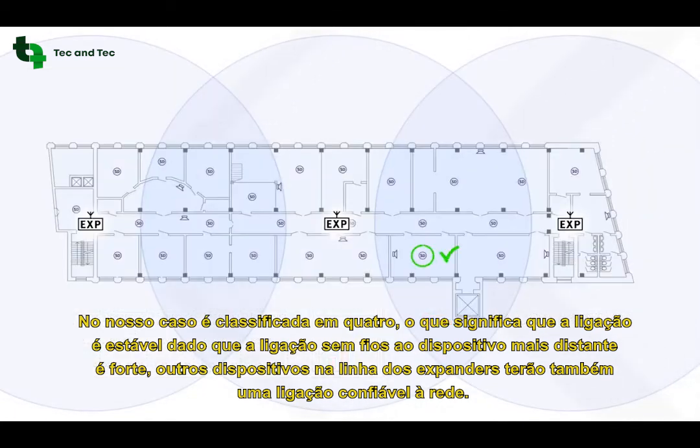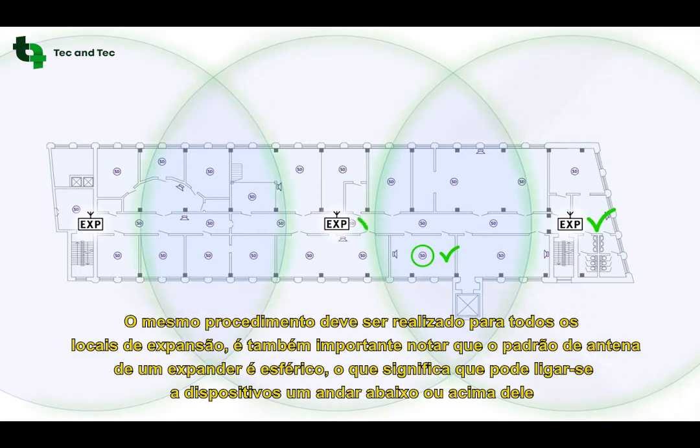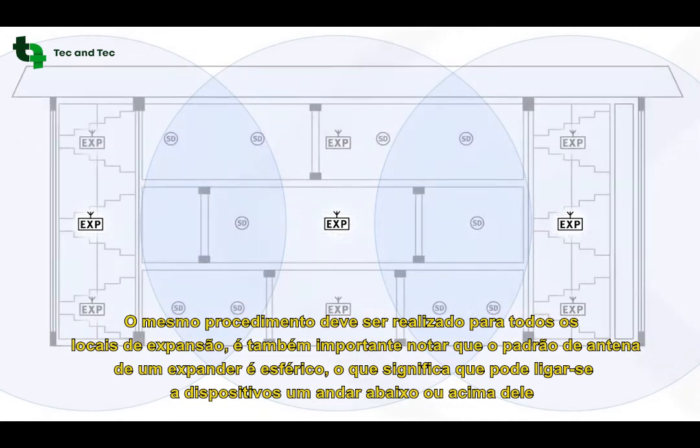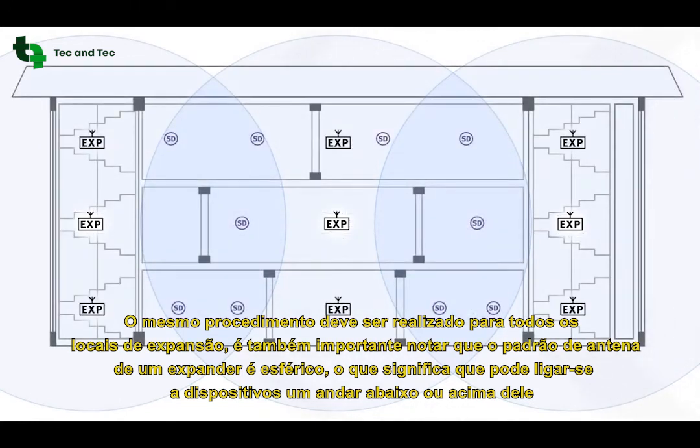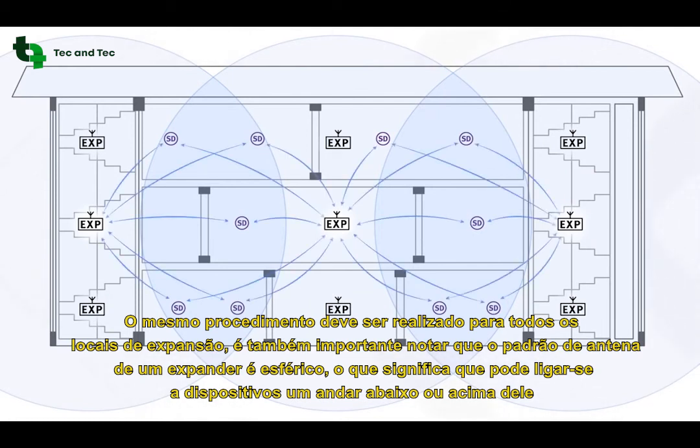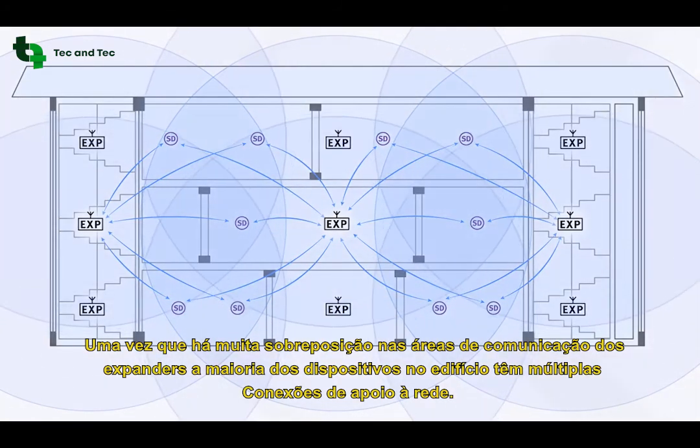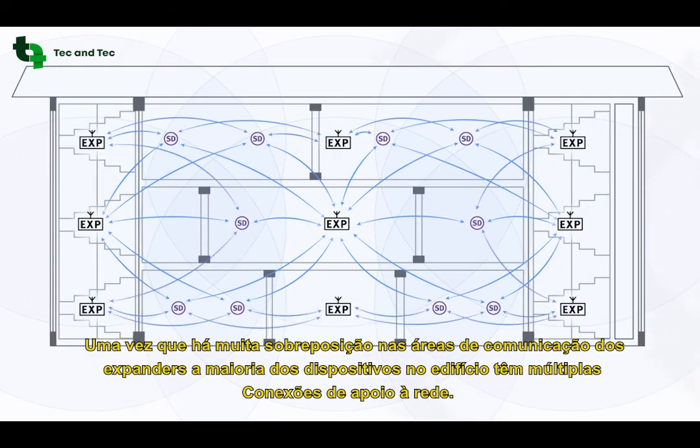Given that the wireless link to the farthest device is strong, other devices in the expander's range will also have a reliable connection to the network. The same procedure should be performed for all expander locations. It's also important to note that the antenna pattern of an expander is spherical, which means that it can connect to devices one floor below or above it. Since there is a lot of overlap in communication areas of the expanders, most devices in the building have multiple backup connections to the network.